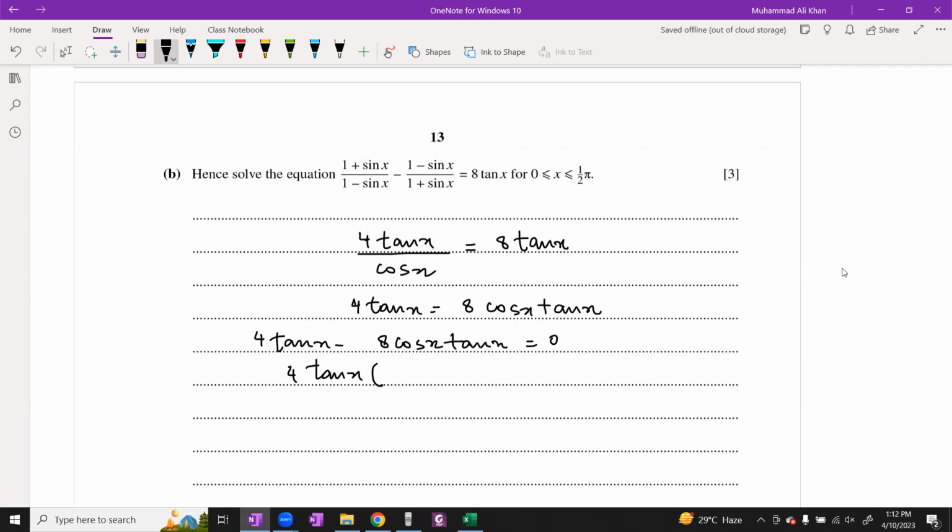4 tan x problem, it will be 1 minus 2 cos x equals 0, एक बार हो गया tan x equals 0, और एक बार हो गया cos x equals 1 upon 2. We have to calculate all angles from 0 to pi by 2. So therefore, tan x 0, angle aya 0, cos half, angle aya pi by 3. These are the two answers for part B. Actually, we have 0 to 90 degrees to move. Karna tha. Isliye isse aage hum aur koi angle nahi nikal sakte.